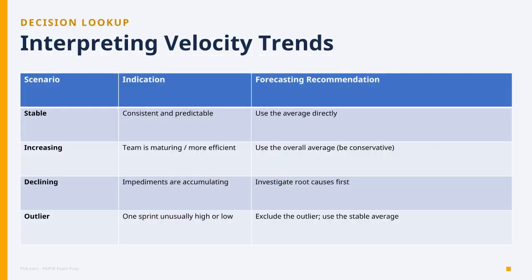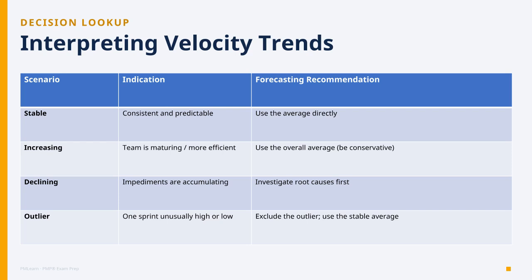Pair this lookup with the 4 panels you just saw. Stable velocity. Consistent team. Use the average directly. Increasing? The team is maturing. Use the average, but stay a little conservative. Declining? This is the important one. Impediments are piling up. Do not forecast yet. Investigate the root cause first and recommend a retrospective.